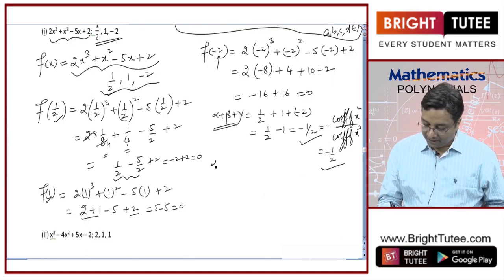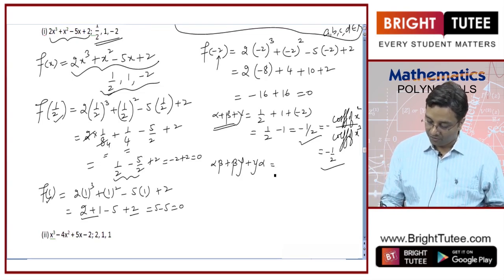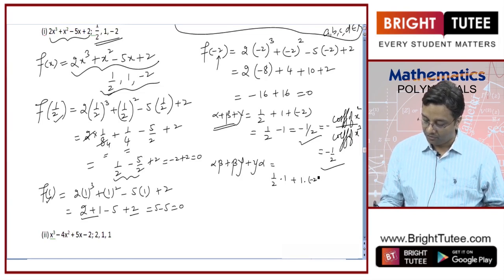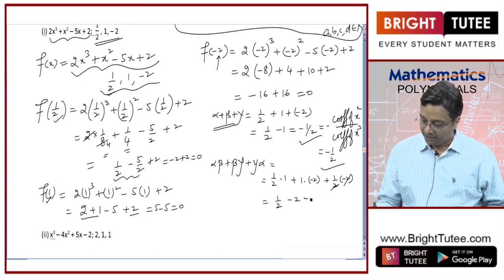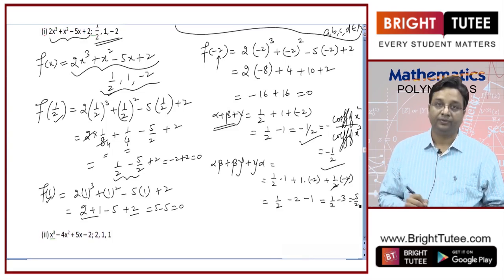Now if I take sum of roots taken 2 at a time, it will give me 1 by 2 into 1 plus 1 into minus 2 plus 1 by 2 into minus 2. So it will give me 1 by 2 minus 2 minus 1, right? 1 by 2 minus 3. So it will give me minus 5 by 2, right?